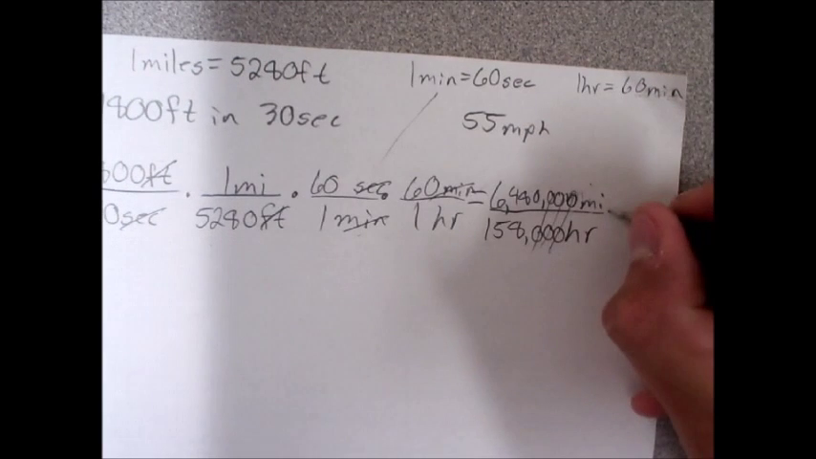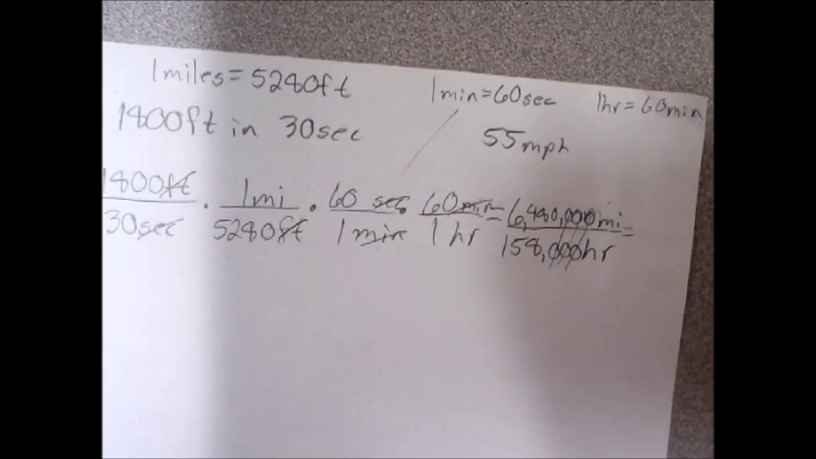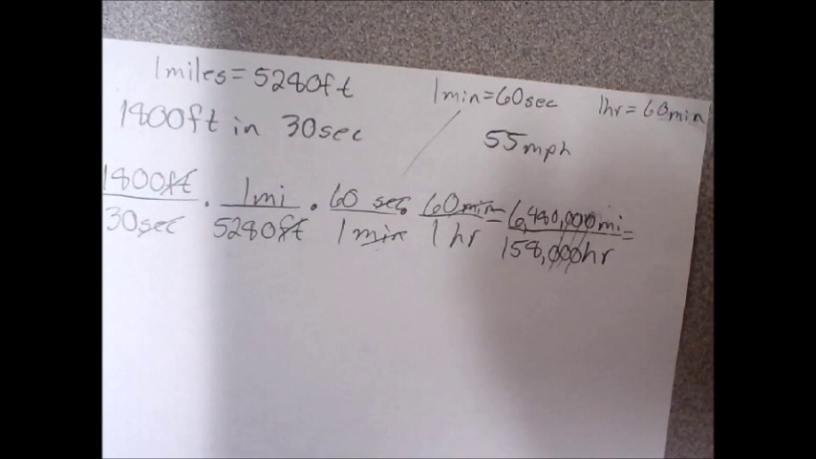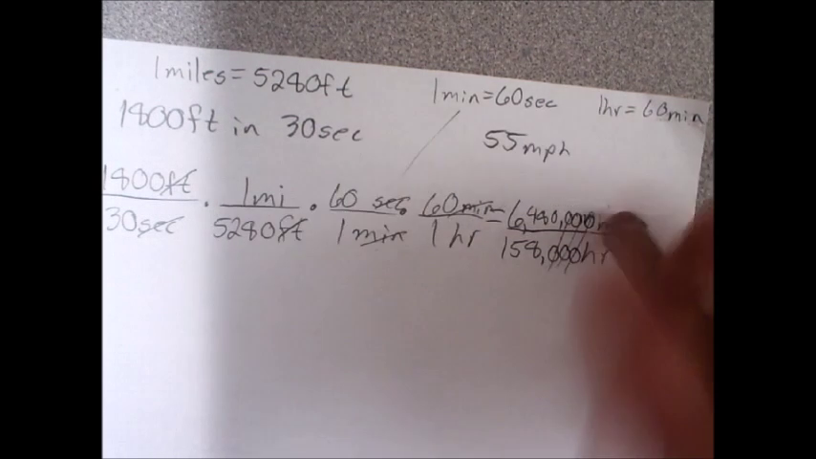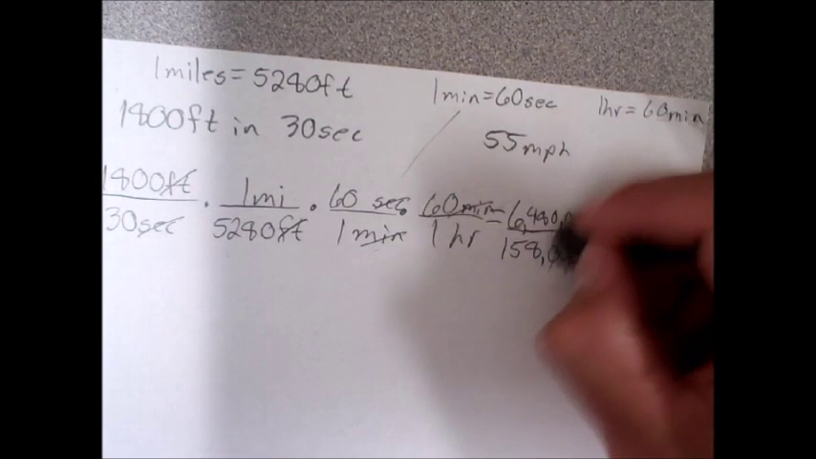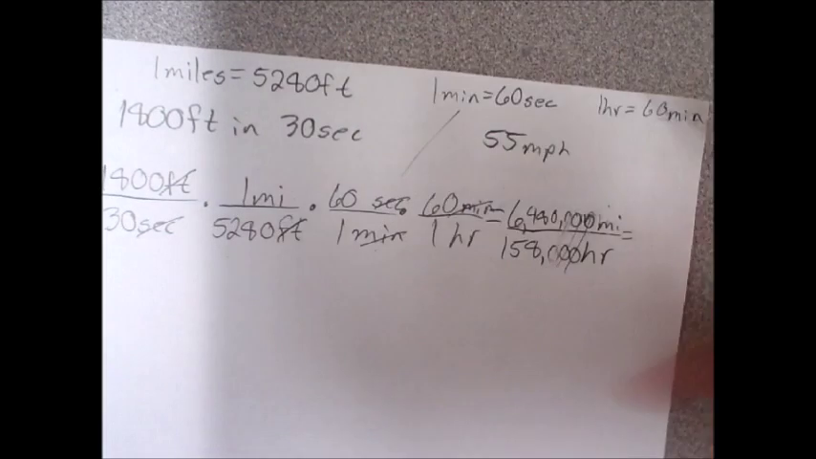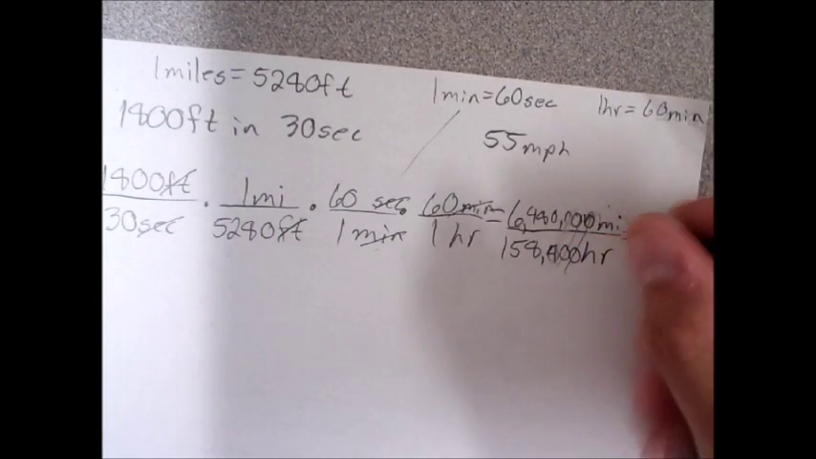you wrote the number down, it's 158,400. Oh, you said 400? Oh, I didn't hear you say that. I'm sorry. Thank you for correcting me. 158,400. I'm sorry.